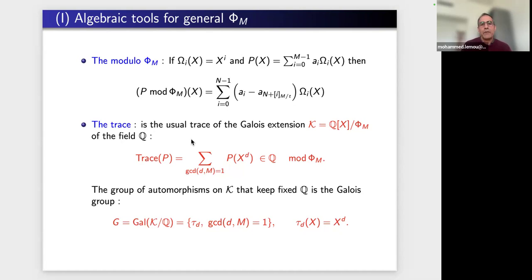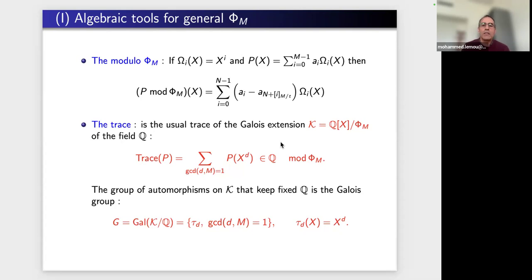A very important mathematical tool is the trace. The trace is defined on the Galois extension K, which I presented before. And what is the trace of P? The complete trace, not the partial trace, but we will have partial traces also. The complete trace is just the sum over all d which are prime with m of P(x^d).